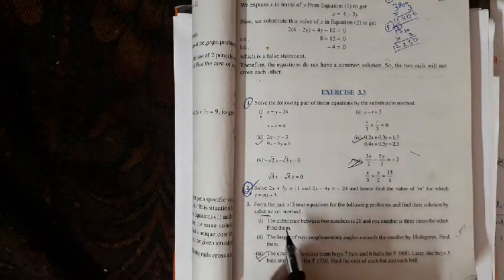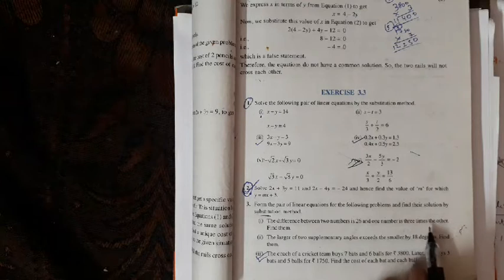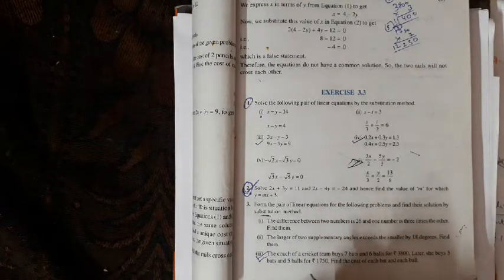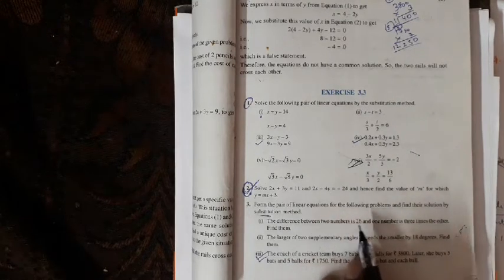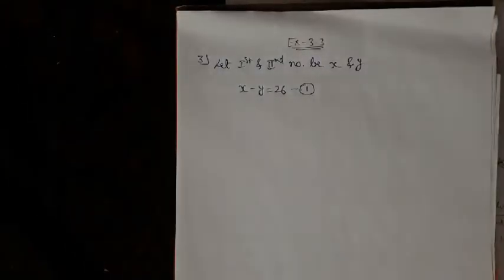So question number third, first: the difference between two numbers is 26 and one number is 3 times the other number. Find them. We have to find the two numbers. In the question they have given that the difference between two numbers is 26. So we'll take two numbers x and y. I have supposed the first number x, and the second number y.